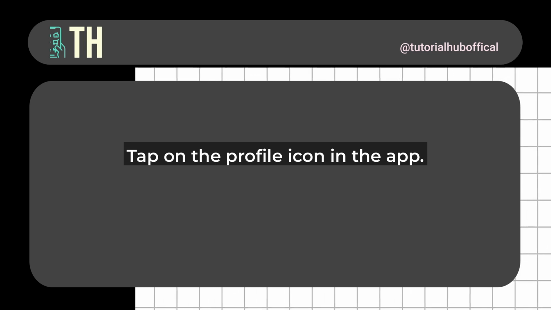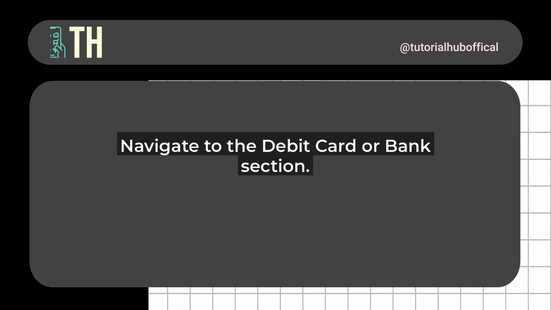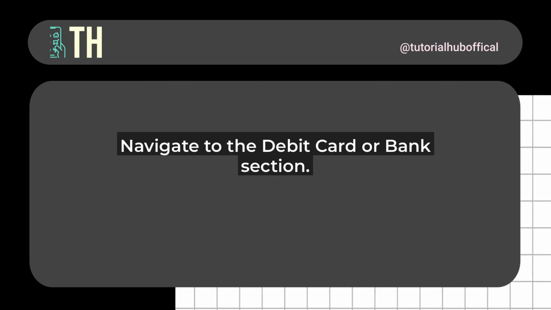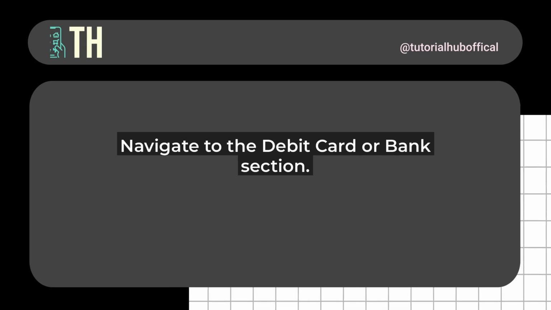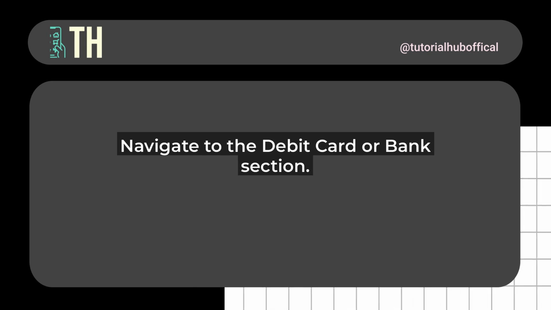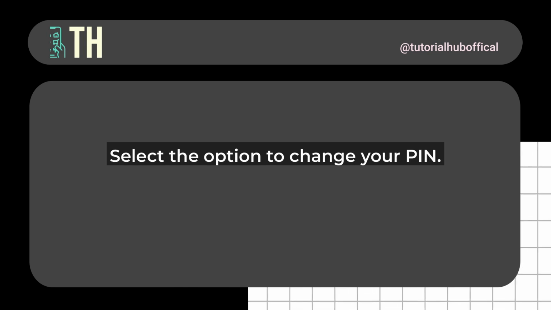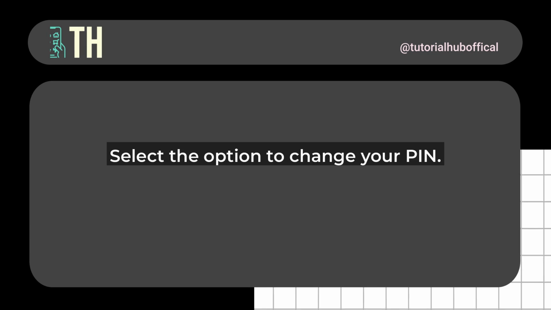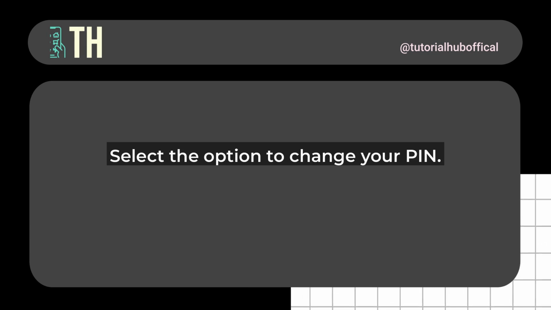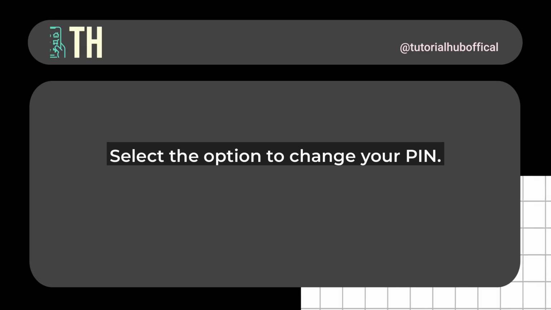Next, scroll down through your profile settings until you find the Debit Card or Bank section. This is where you'll manage your card details. Tap on that and look for an option that says Change PIN or something similar. Cash App might prompt you to verify your identity here, like entering your current PIN or using biometric authentication for added security. Now, for the fun part, enter your new 4-digit PIN.